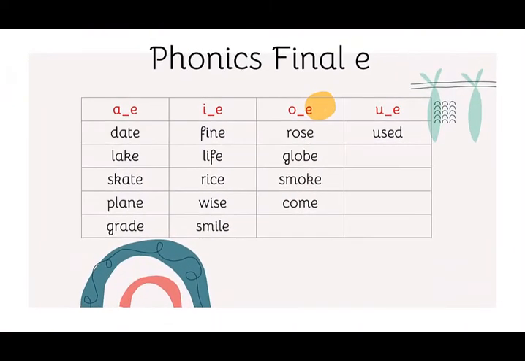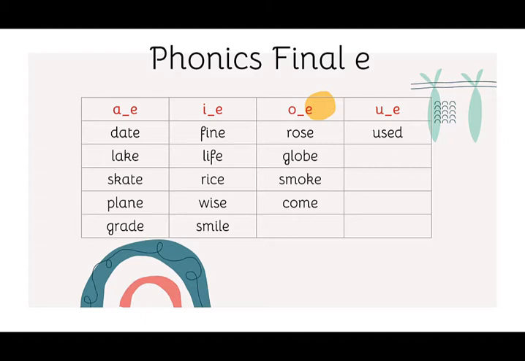First I have date. Second one is L, A. This is long A. K, lake. Next I have skate, sk, a, t, skate. Now I have plane, pl, a. Do you hear the long A sound? Plane. And next I have grade, gr, a, d, grade.